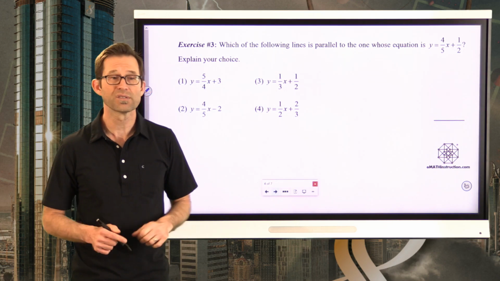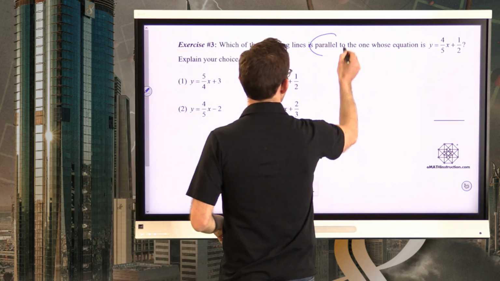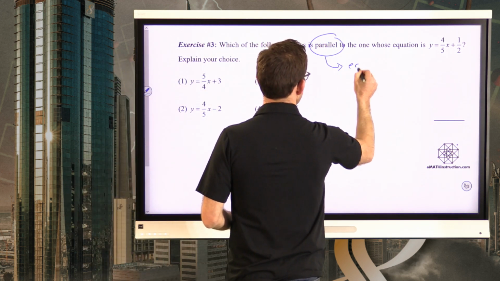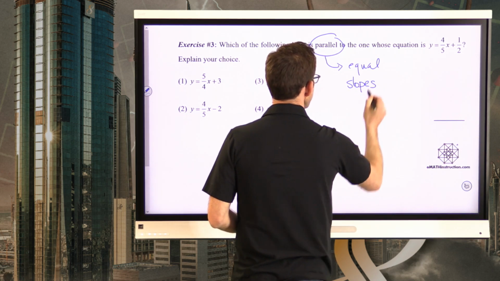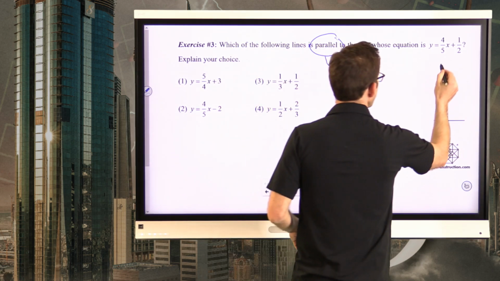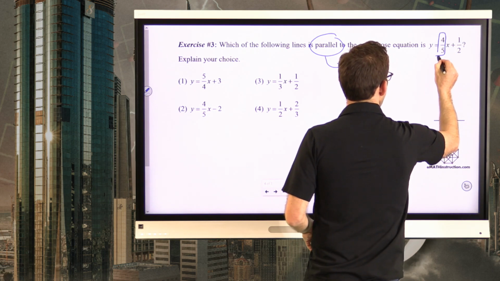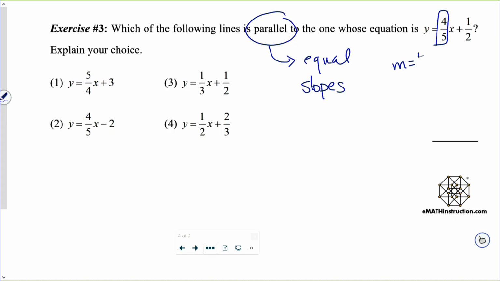All right, well, it's this simple. If 2 lines are parallel, then they must have equal slopes. So the question is, for this first line, what is its slope? Well, its slope is equal to 4/5. Choice 1 has a slope of 5/4. Choice 3 has a slope of 1/3. Choice 4 has a slope of 1/2. Looks like it's choice 2, right? There's my slope of 4/5.